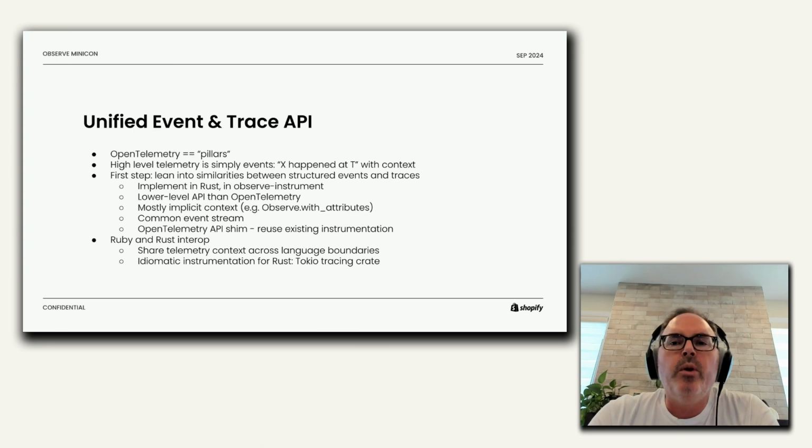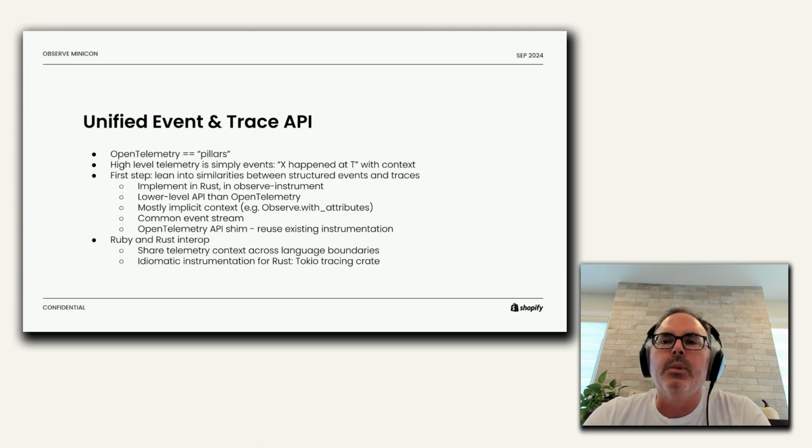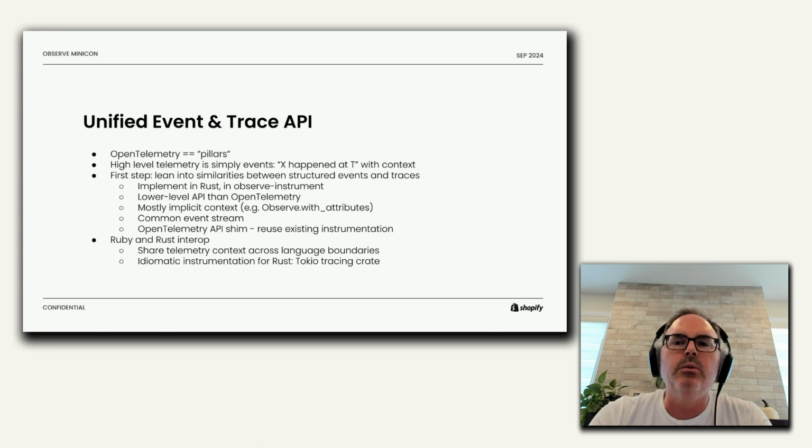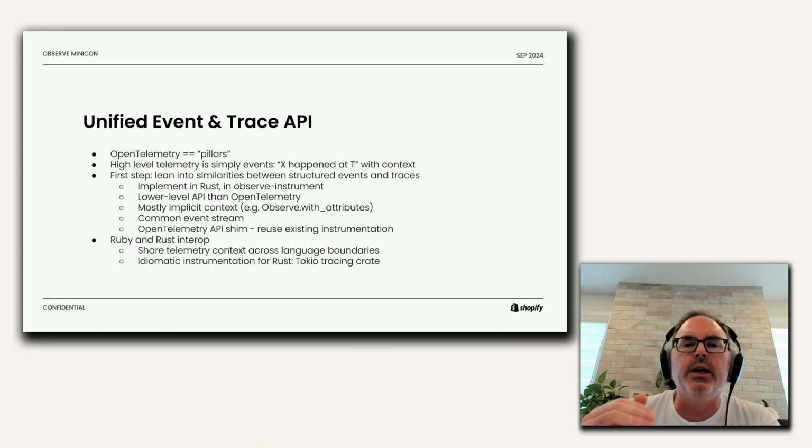Given the success with performance improvements in Observe Instrument, we want to extract the structured logging API from core, re-implement it in Rust, and provide a simpler API at a lower level than OpenTelemetry, with context largely implicit and event-focused. So, for example, in core, we have observe with attributes, which supplies attributes that are just added to all events in the scope. We'd like to do the same thing to apply attributes to all spans within a scope.